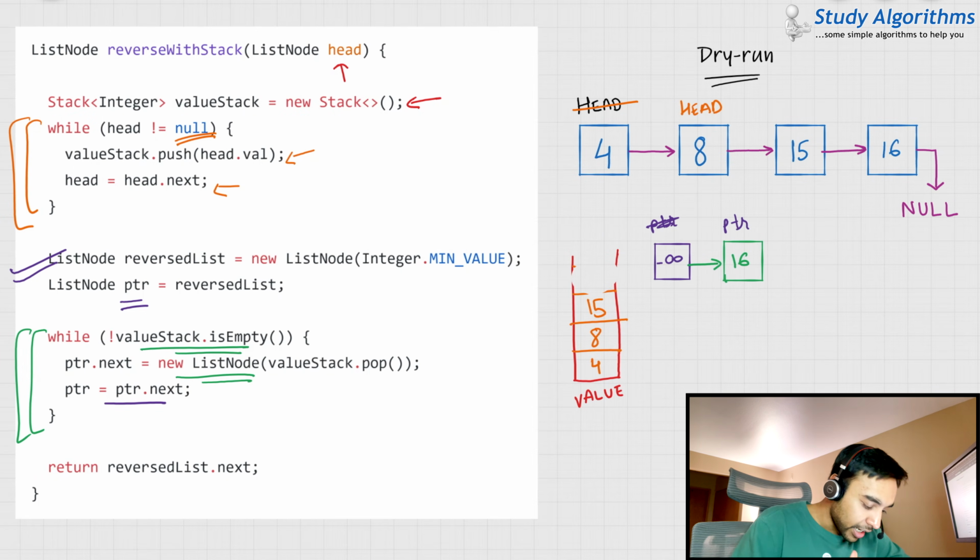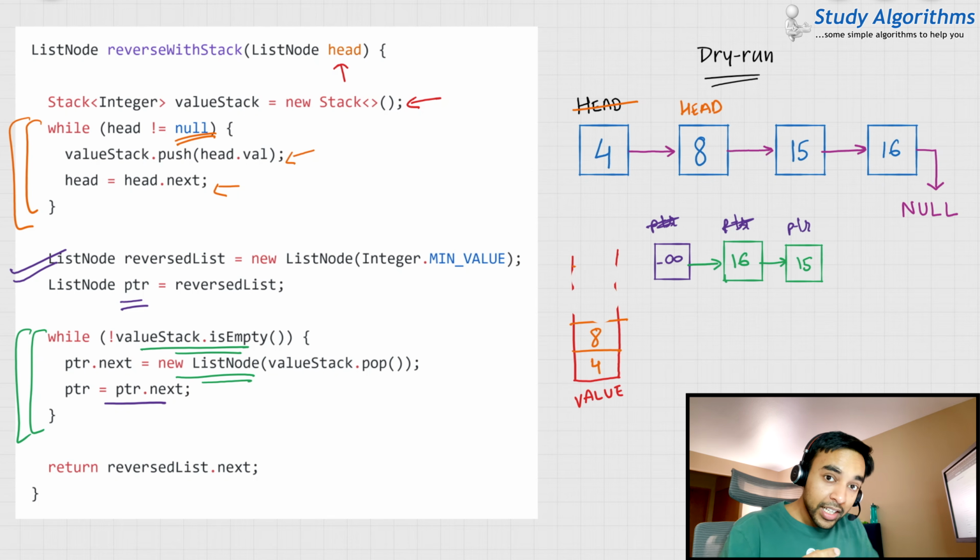This loop will run again. And once again, I will create a new node at the next of ptr. And this will have the value that I popped from the stack. So it has the value 15. And 15 gets popped from the stack. ptr once again moves one step forward. So you see, this is how we will pop an element from the stack and populate our new list.